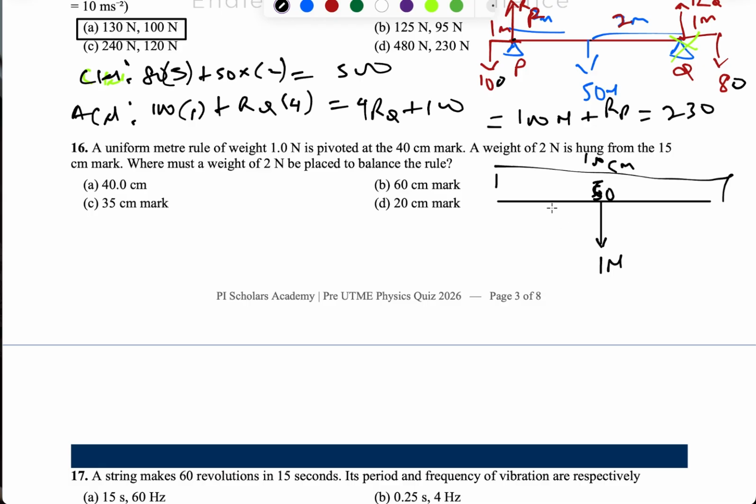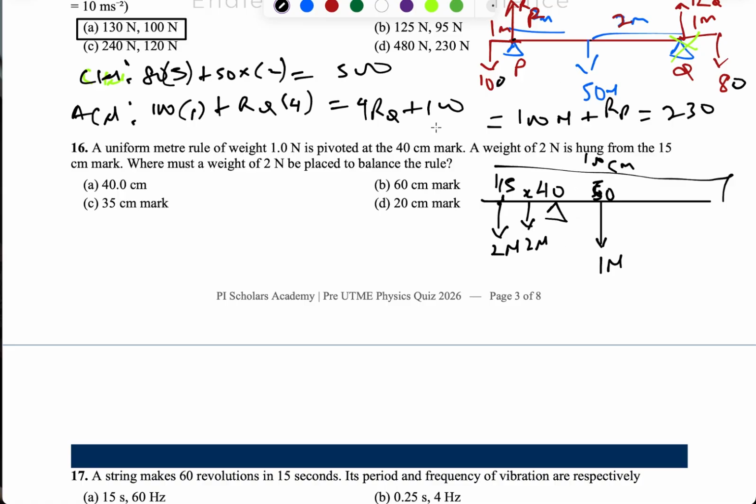Then it's pivoted at 40 centimeter mark, so let's put the pivot here at 40. A weight of 2 newton is on from the 15 centimeter mark. So let's make this 15 centimeter. A weight of 2 newton is placed there. Where must the weight of 2 newton be placed to balance the rule? So let's assume that the weight is here. By the way, you can place your weight 2 newton anywhere. In fact, let me place it here. So let that weight 2 newton be here and let it be at the x centimeters mark.